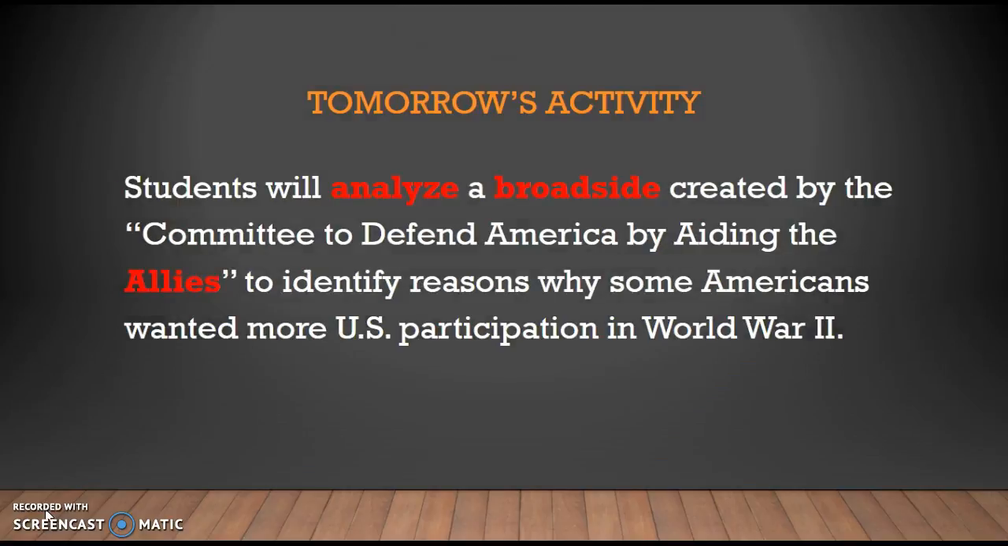So there may be some words in there that are unfamiliar to you. Words like analyze, broadside, and allies. So let's take each of these words one at a time to help you understand their meaning.